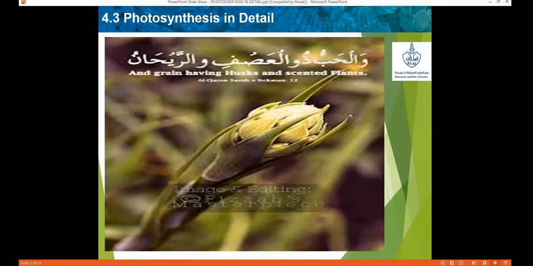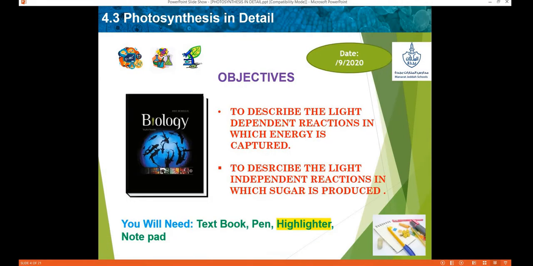Okay? So let's start with a verse from the Quran which is related to this topic. So Allah says in the Quran, and grain having husks and scented plants. So all of these are created by Allah, subhanallah, be it a plant, animal, or each and every cell, and also without the permission of Allah, even a bud, it cannot bloom into a flower. Okay, so subhanallah, we need to be grateful to Allah for all the various blessings we have. So let's move on this positive note.